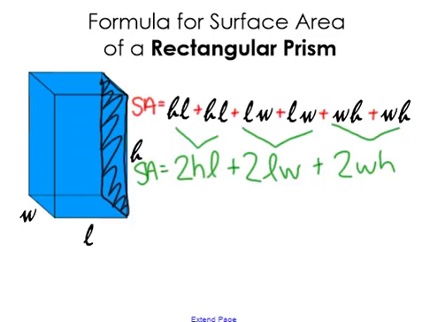So now I have a formula for surface area that's a little bit simplified. We can find the area of each of the 3 unique faces and then double those to get the total of 6. So that will be the surface area formula that we're going to use for any of the rectangular prisms.